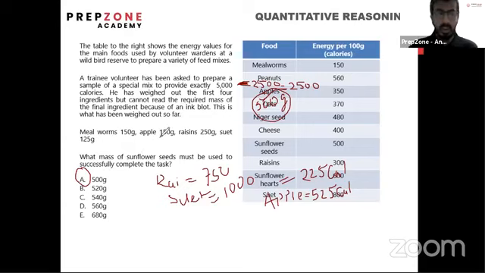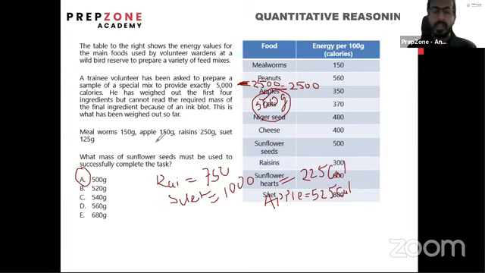So you see over here, it is not difficult math, but it is a lot of calculations. So at the end of it, mental math skills would definitely be a huge part of your quantitative reasoning.